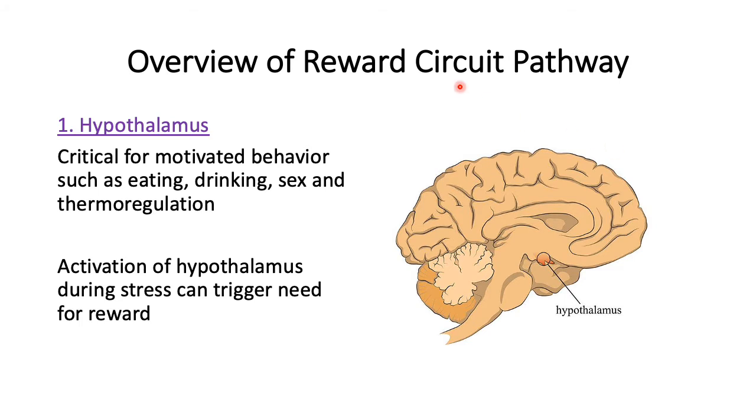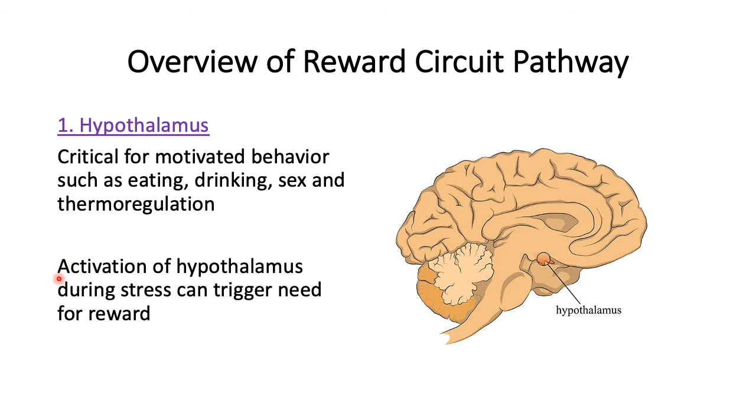Let's take a closer look at the reward circuit pathway. We'll start with the hypothalamus. And so the hypothalamus is critical for motivated behaviors such as eating, drinking, sex, and thermoregulation. If you weren't motivated to do these things, for example, like eating and drinking and procreating, then our species wouldn't survive, or any species wouldn't survive. So it makes sense to make these pathways rewarding. And thermal regulation is basically keeping warm or becoming cool depending on the environment that you're in.